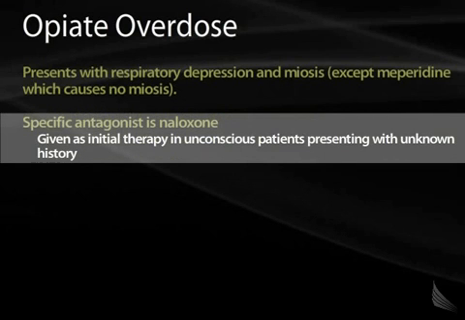The antagonist for opiate overdose is naloxone. We usually give this medication in the emergency room if a patient comes in unconscious and we don't know what happened to them. It's a very safe medication, and it blocks the ability of the opiate to bind to the receptor, and it usually wakes the patient up very quickly. So know that naloxone is the antagonist and the cure for opiate overdose.